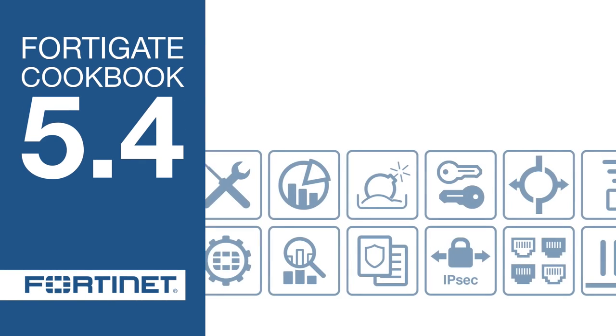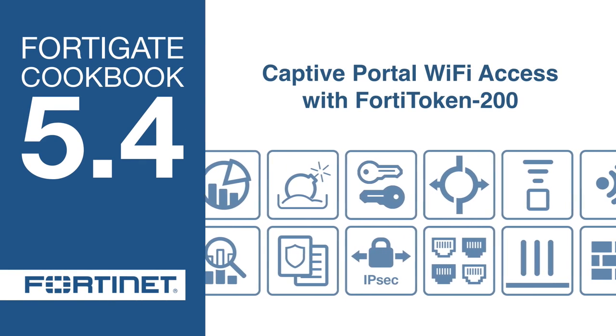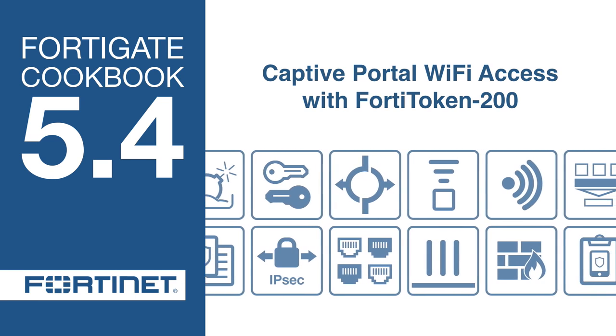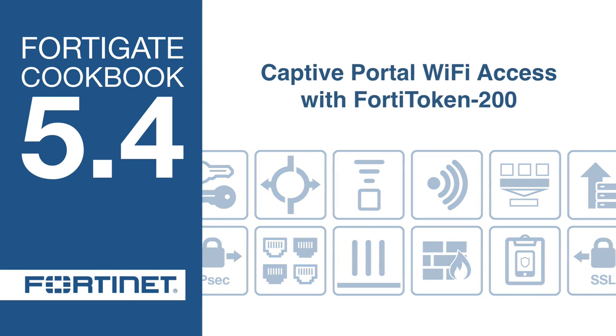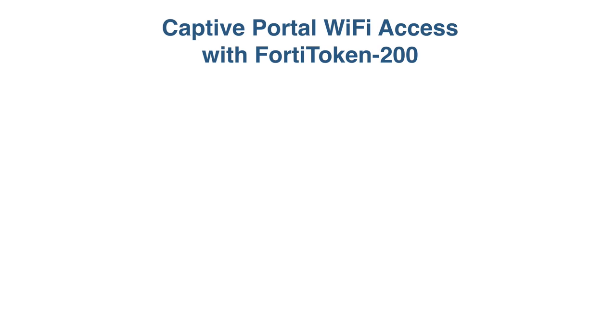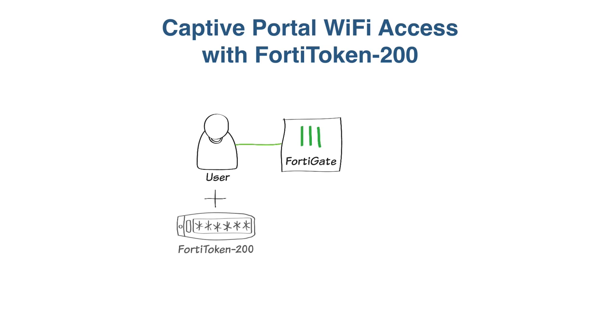In this video, you will enforce two-factor authentication for Wi-Fi users who have physical FortiToken 200s through a captive portal. FortiToken 200 users who attempt to browse the internet will be redirected to the captive portal login page and asked to enter their username, password, and then their token code.